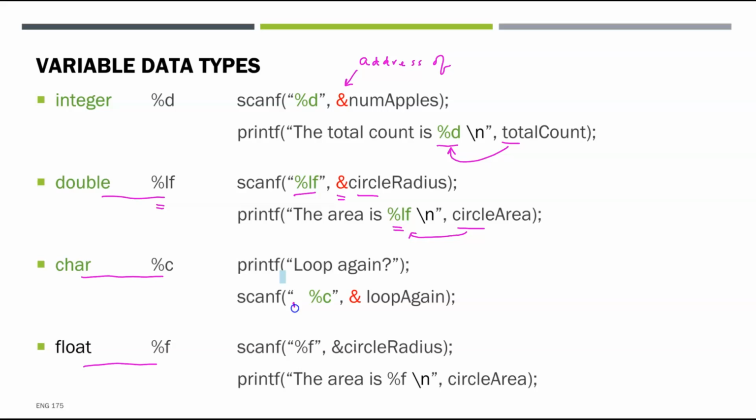And when I use a character in scanf, not in printf, but when I look at using a character in scanf, I have to leave a blank here. If I don't, it's not going to read in that single letter correctly. So you need to leave a blank there in order for the scanf to work. But we're still scanning, we're still reading in one letter into the address of this variable.